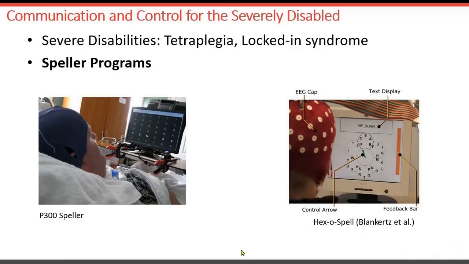And also, let me show you another example. This is what we have seen. It's called a P300 speller, which belongs to one form of exogenous BCI designed for communication. And here we have a very famous so-called Hex-o-Spell, which doesn't depend on external stimulation.